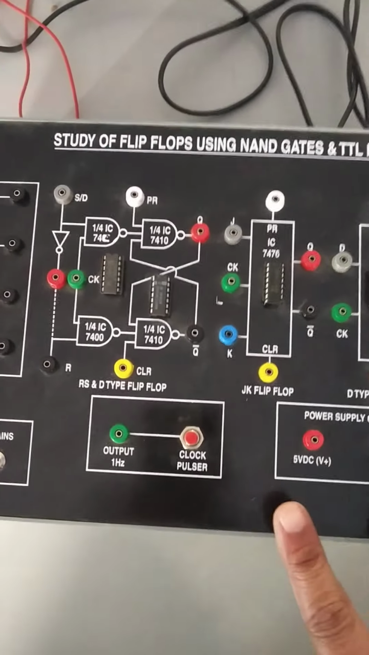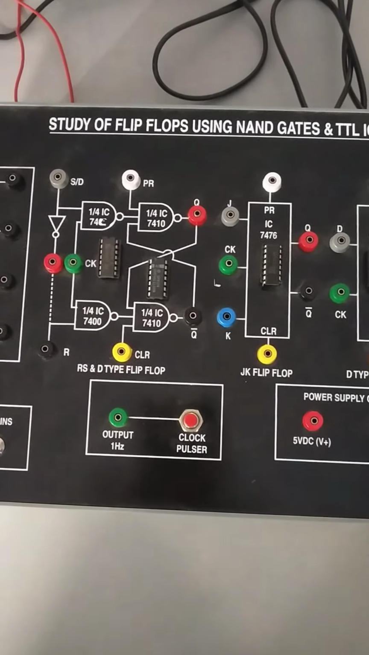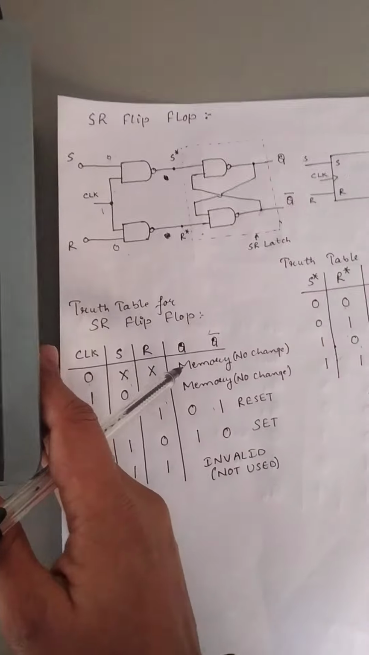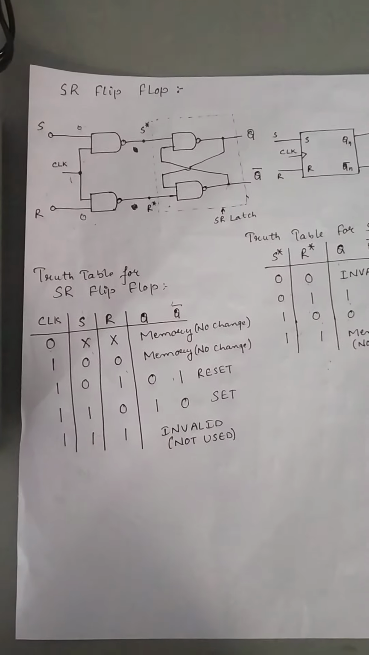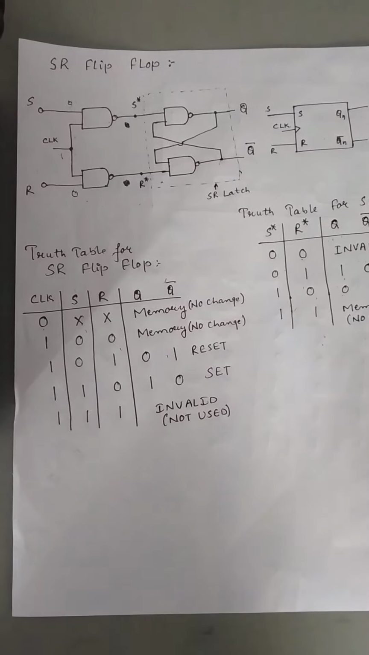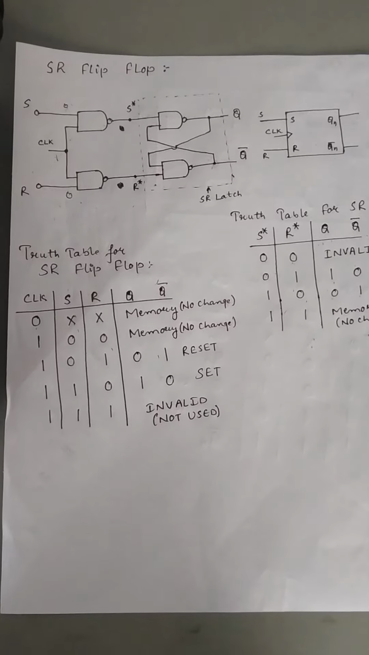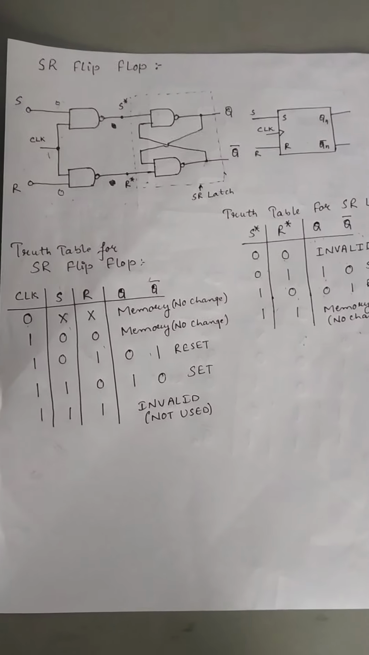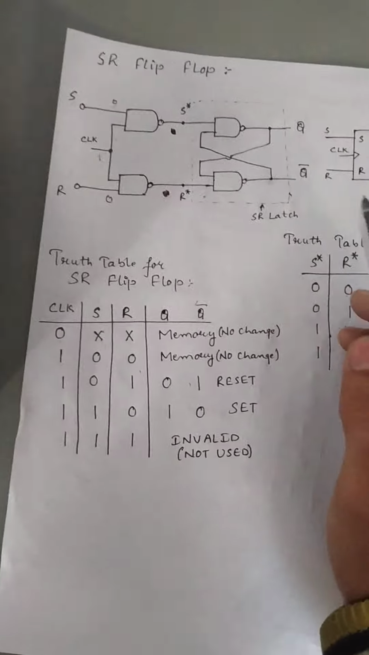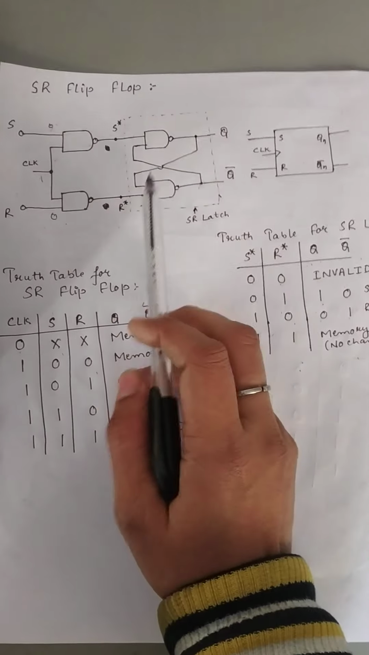Before proceeding with the experiment, I will give an overview of the SR flip-flop. As you have studied, an SR flip-flop is simply a sequential circuit. By sequential circuit we mean that the present output depends on the present input as well as the past output. That circuit is basically called a sequential circuit. Now this is the block diagram of the SR flip-flop, and this is the logic diagram.